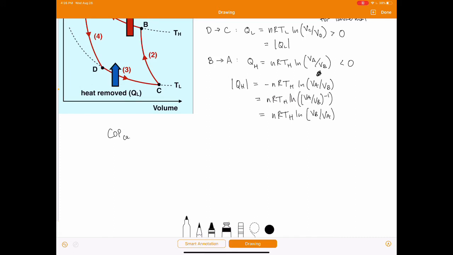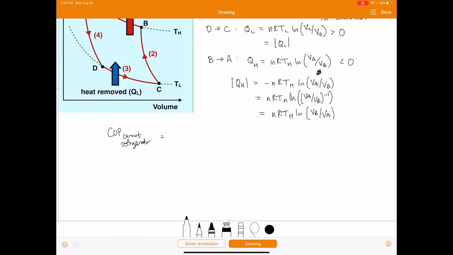So COP for the Carnot refrigerator would be, we have QL on top. So that's n times R times TL times natural log VC over VD, divided by QH minus QL, which is nRTH natural log VB over VA minus nRTL natural log VC over VD. So just plugging in the Q expressions that we derived.